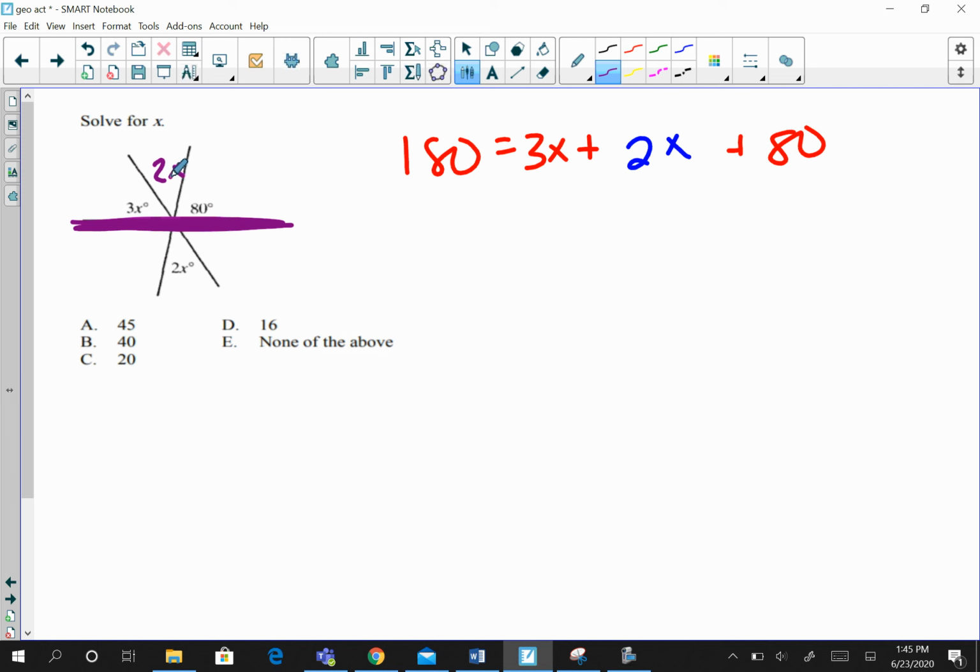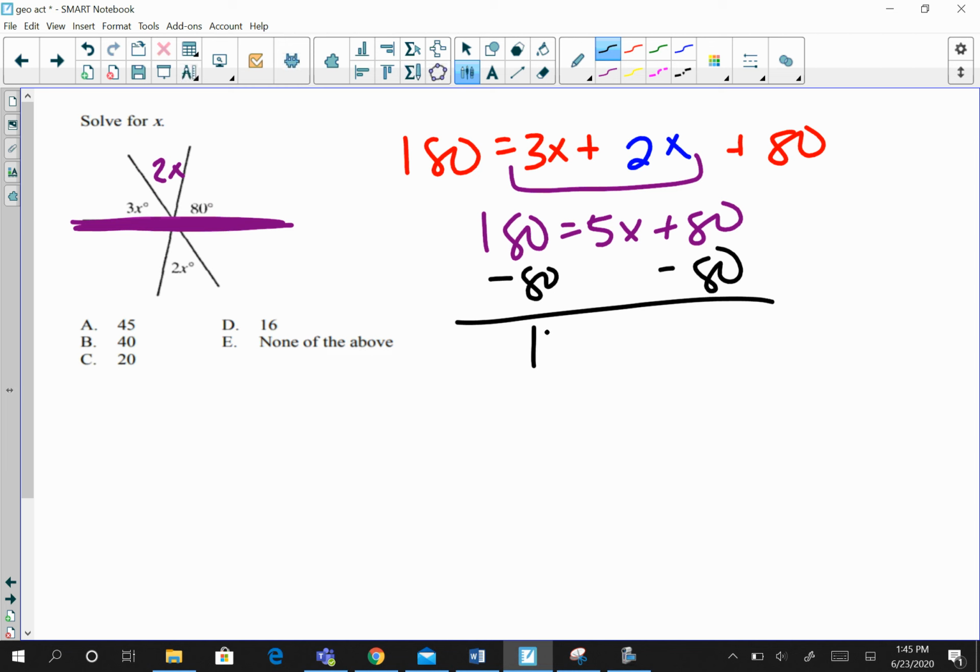And now I can just combine my like terms. 2x plus 3x is 5x, plus 80 is equal to 180. Solve for x, subtract the 80. 100 is equal to 5x, and now isolate the x, divide by 5.